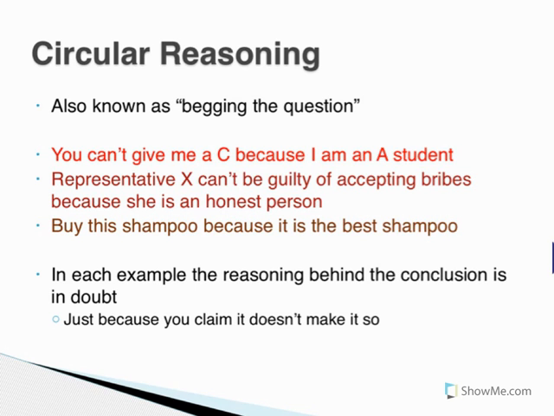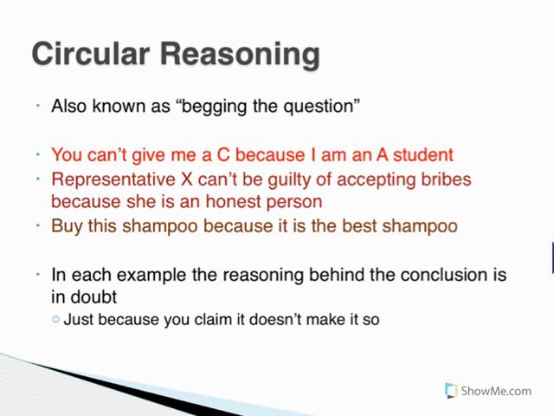So in the course of circular reasoning, what happens is where there is just repetition of the claim in a new way as your evidence. So here you have, you can't give me a C because I am an A student. This is circular reasoning because the evidence that's being used to support it just doesn't do it. Just insufficient. Because when you think about it, a person who's an A student earns A grades, and so that is what makes an A student an A student.